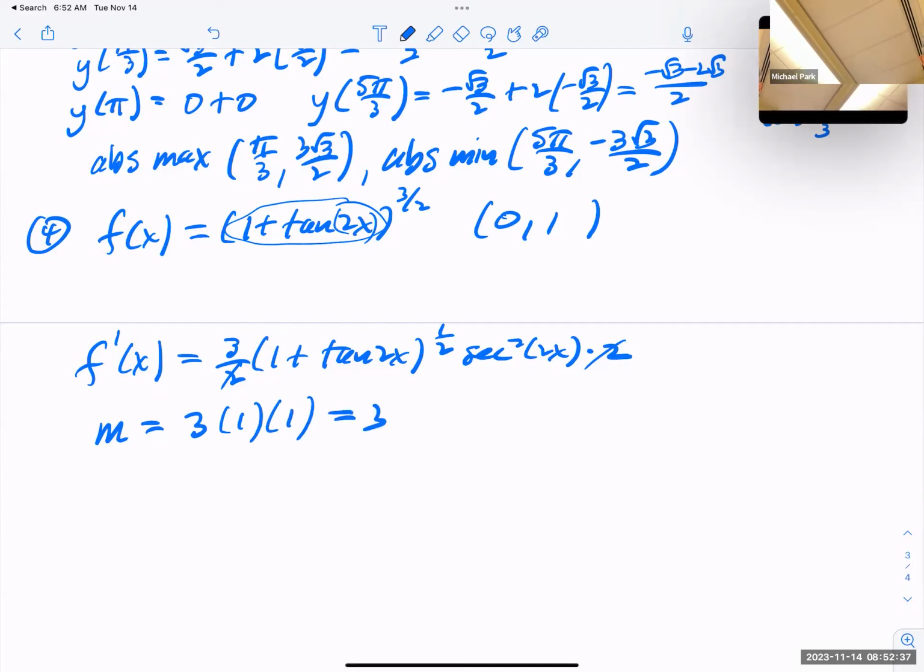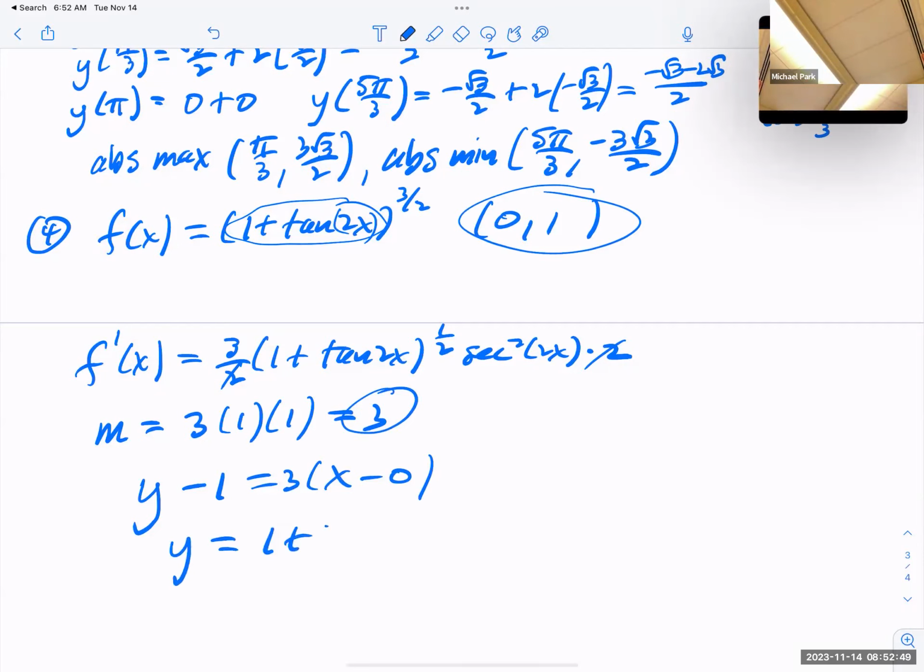That's the slope. So here's the point, here's the slope. Just do point slope form. y minus 1 equals 3 times x minus 0. Move the 1 to that side, so y equals 1 plus 3x.